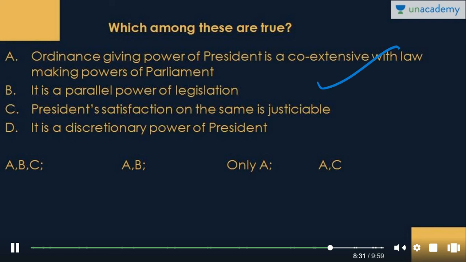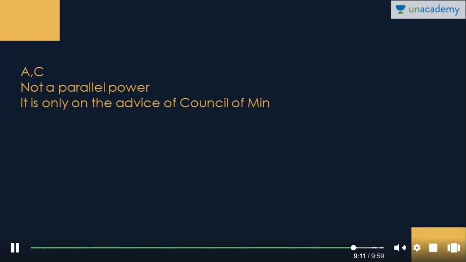And if you look at option B, this is wrong. It is not a parallel power. In place of parliament, president cannot formulate laws. It is just related to certain circumstantial situations whereby due to some circumstance, if houses are not in session, thereby president can bring about an ordinance. It is not a parallel power. And if you look at option C, president's satisfaction is justiciable. Yes. Do mention in the comment section which was the case whereby this satisfaction of president became justiciable or can be questioned by court. If you look at option D, this is a discretionary power. No, this is wrong. It is not discretionary. Rather, it is exercised on the advice of Council of Minister as usual. So here we have only A and C as the correct options.